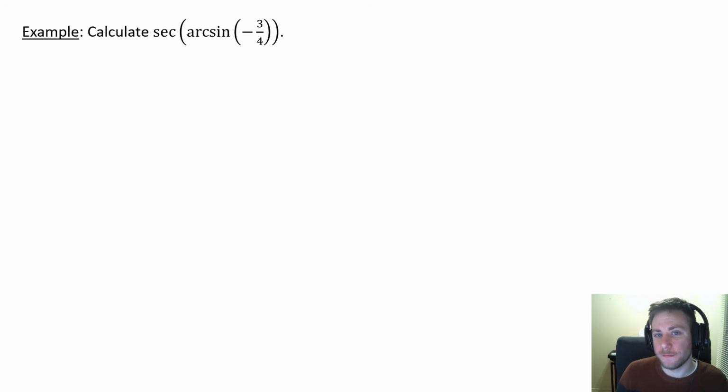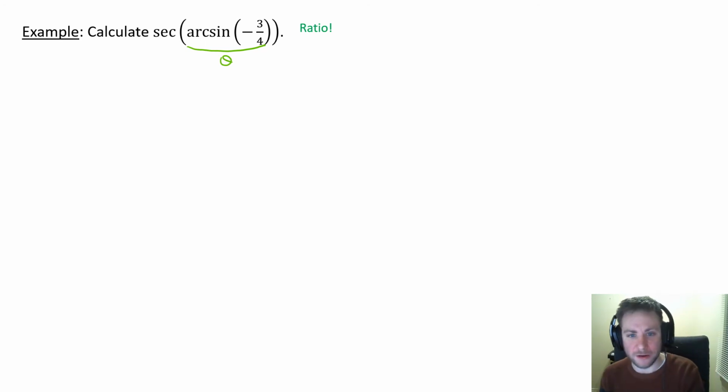As a first step, let's ask whether what we're looking for here is an angle or a ratio. Pause and think about it. I hope you were able to answer that what we're looking for here is a ratio. That's because the arcsine of -3/4 here is going to provide me with an angle that you might call theta, but then you're taking the secant of that angle, which will provide us with a ratio at the end of the day.